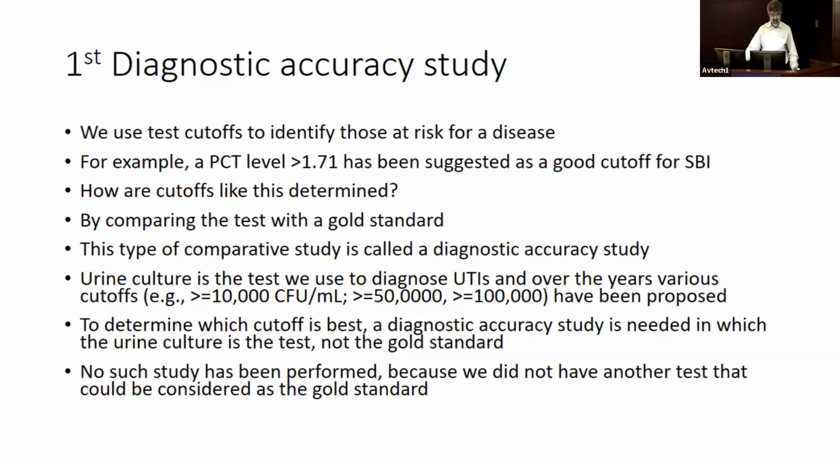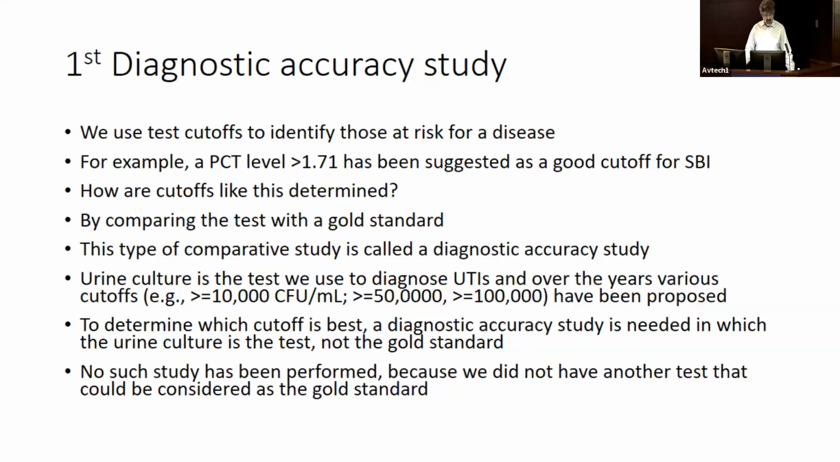That type of study, where they compare the two things, is called a diagnostic accuracy study. And in UTIs, we've never done a diagnostic accuracy study. We looked at the culture and thought, well, the 10,000 cutoff looks good, and then the 50,000, maybe that's better, or 100,000. So we've sort of guessed at which cutoff would be better, but to really determine a cutoff, you have to have a diagnostic accuracy study.